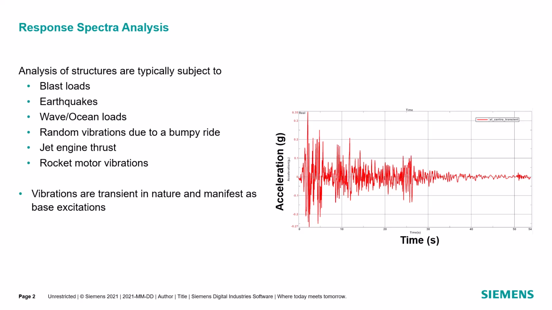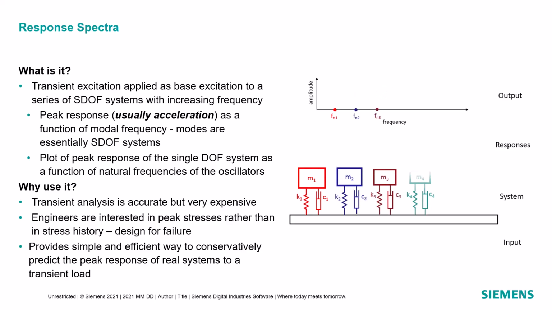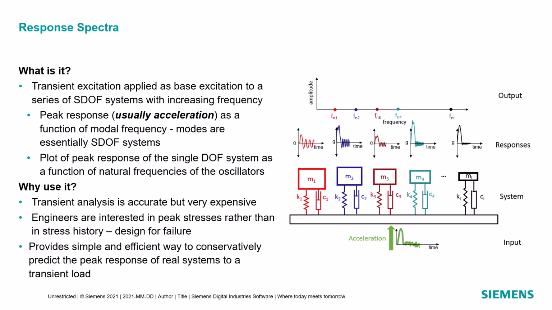to run a Nastran Solution 103 Response Spectra Analysis. It has a number of different applications where we have a transient load on a structure. The excitation is applied as a function of frequency, which will generate a peak response in the structure. It provides an efficient way to conservatively predict the peak response.